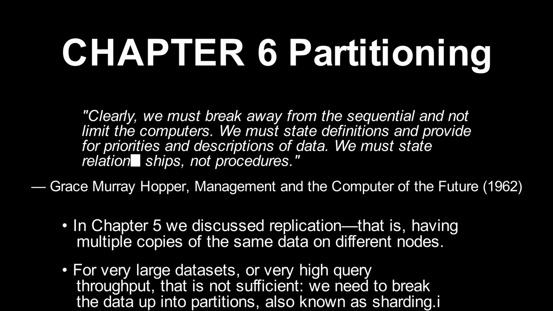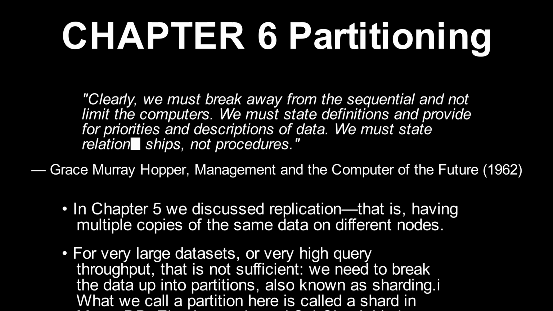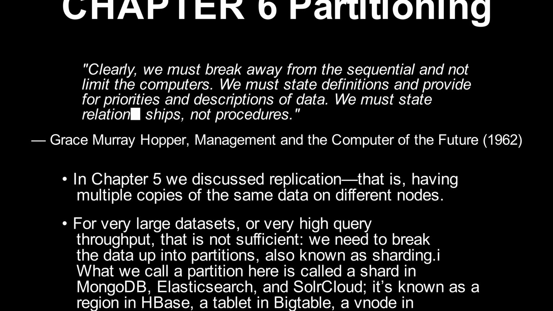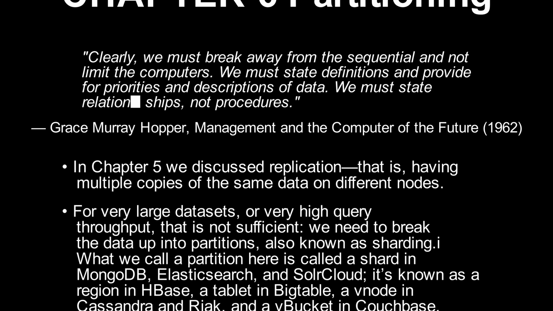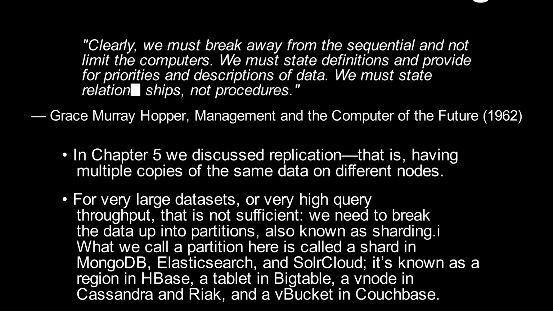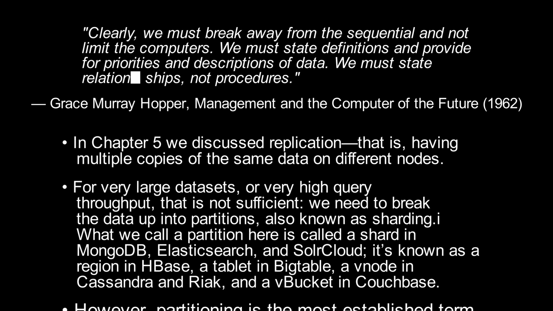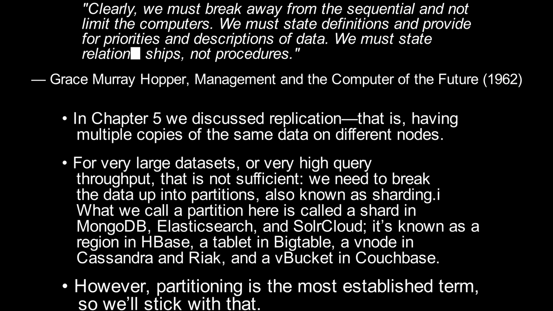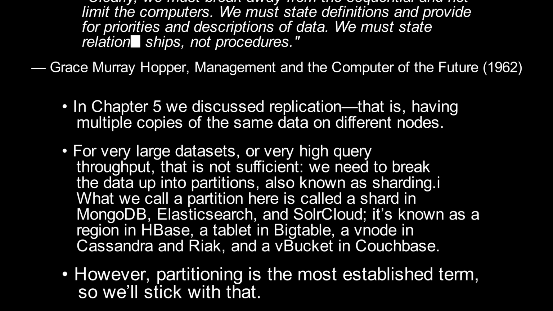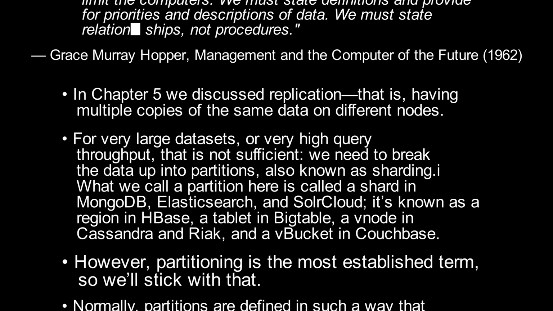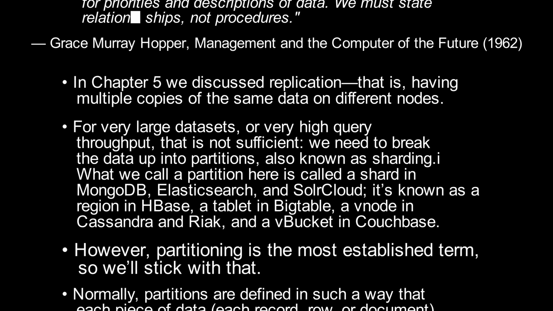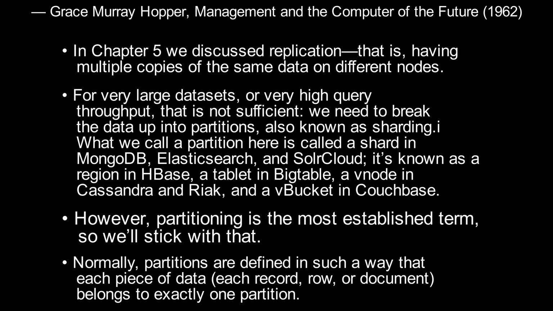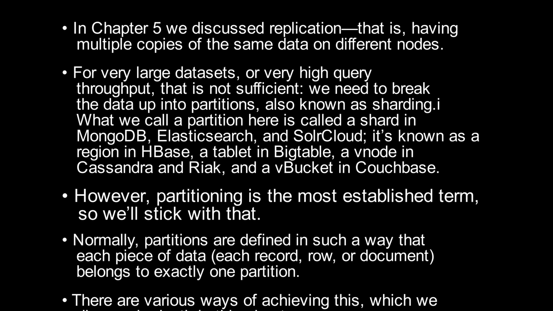In Chapter 5 we discussed replication, that is, having multiple copies of the same data on different nodes. For very large datasets, or very high query throughput, that is not sufficient. We need to break the data up into partitions, also known as sharding. What we call a partition here is called a shard in MongoDB, Elasticsearch, and SolrCloud. It's known as a region in HBase, a tablet in Bigtable, a vnode in Cassandra and Riak, and a vbucket in Couchbase. However, partitioning is the most established term, so we'll stick with that.